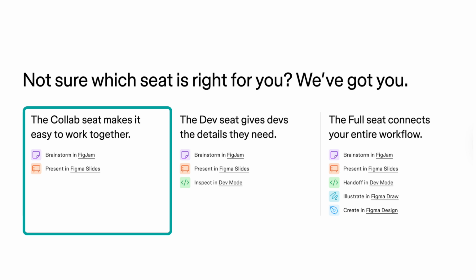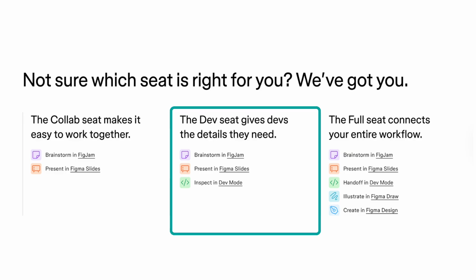When you are selecting your pricing plan, you'll see that there's different seat options available, being Collab, Dev, and Full Seat. So let me explain those first. The Collab seat makes it easier to work together, and this includes FigJam and Figma Slides. This seat is great for a manager or somebody who's just going to view your files, as they won't have any editor access to your designs. However, they will be able to brainstorm and put together some slides. The dev seat gives the devs all the detail that they need, and this includes Figma Jam, Figma Slides, and Dev Mode. Perfect for them as they don't need editor access to your design file, but they can gather all the information that they need.